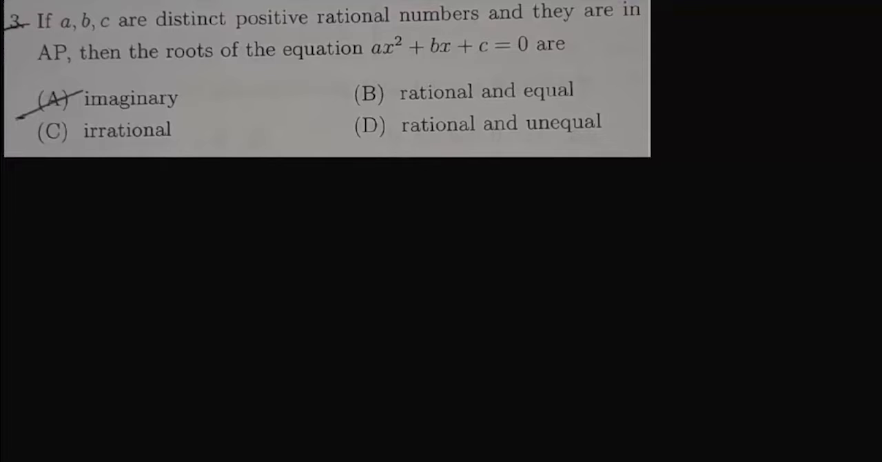are in HP, that means this option C is correct. Now in question number 3 we are given that a, b, c are 3 distinct positive rational numbers and they are in AP, then roots of this equation ax square plus bx plus c are.